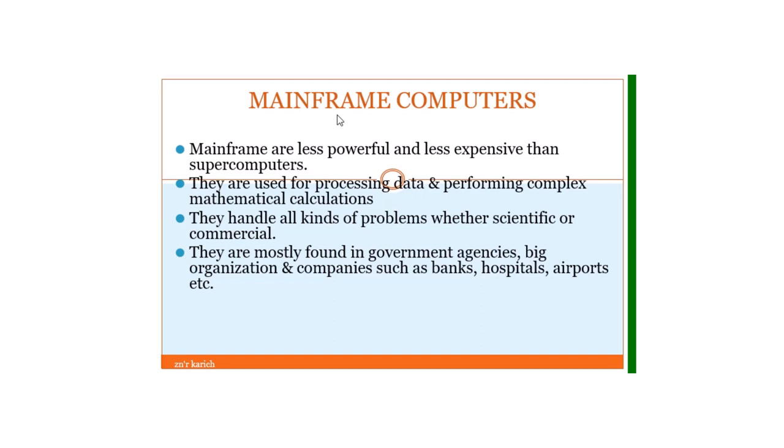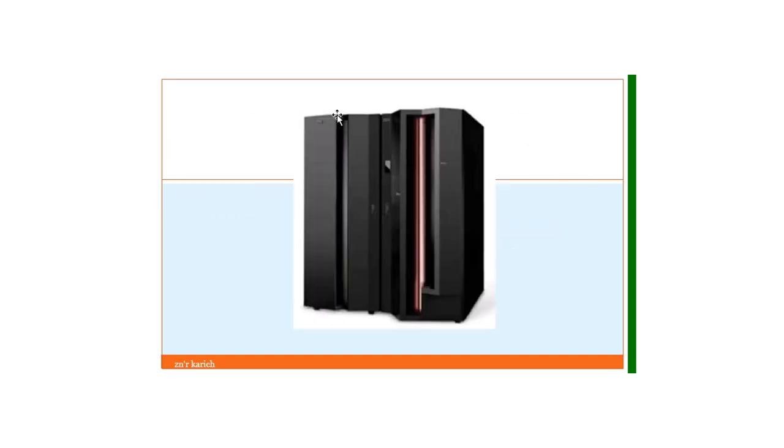We have the mainframe computers. They are less powerful and less expensive than supercomputers, and they are used to process data and instructions that are based on mathematical calculations. They handle all kinds of problems, whether scientific or commercial, and they are mostly found in organizations such as companies, banks, hospitals, airports, etc. We have an example of a mainframe computer.